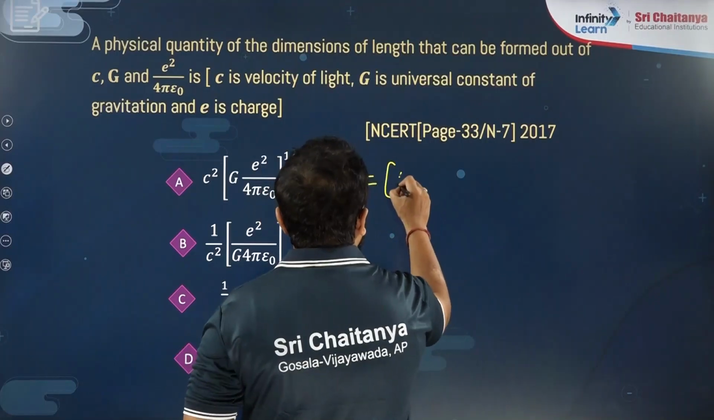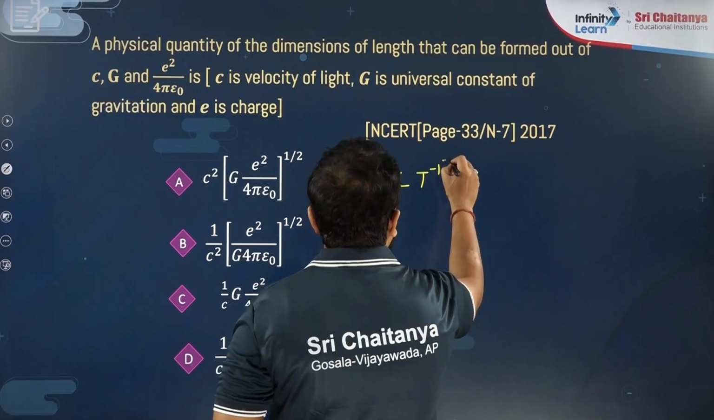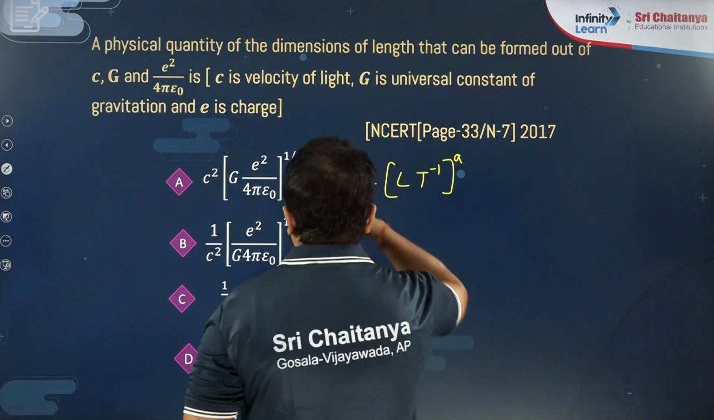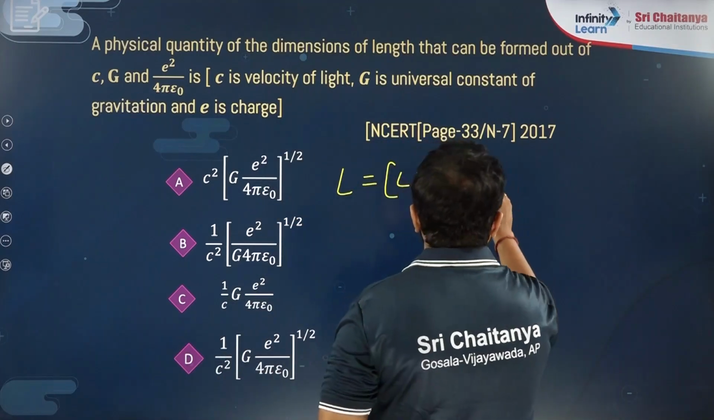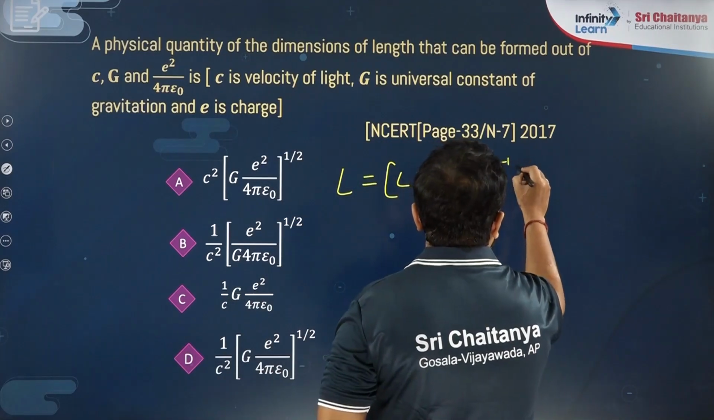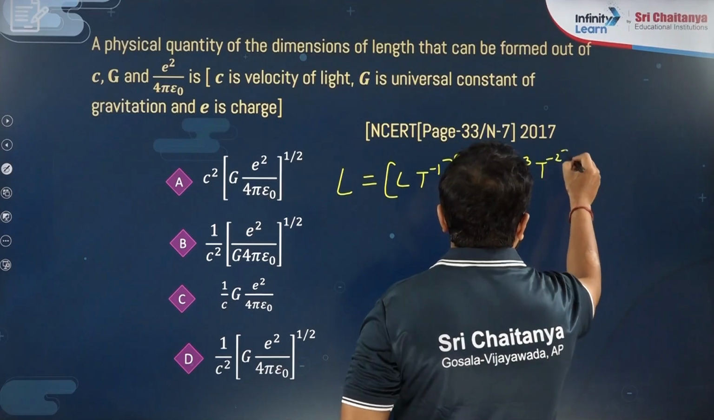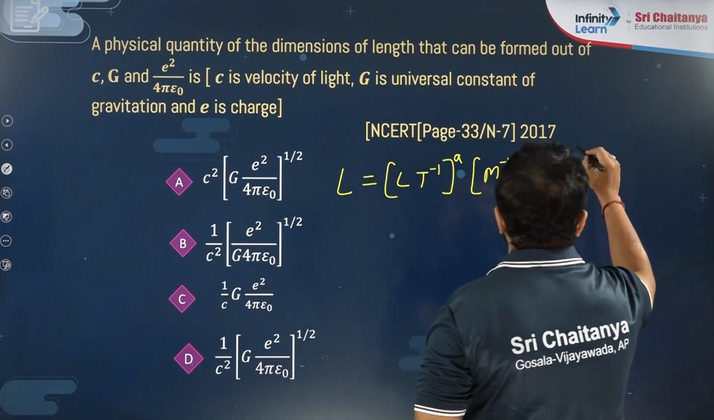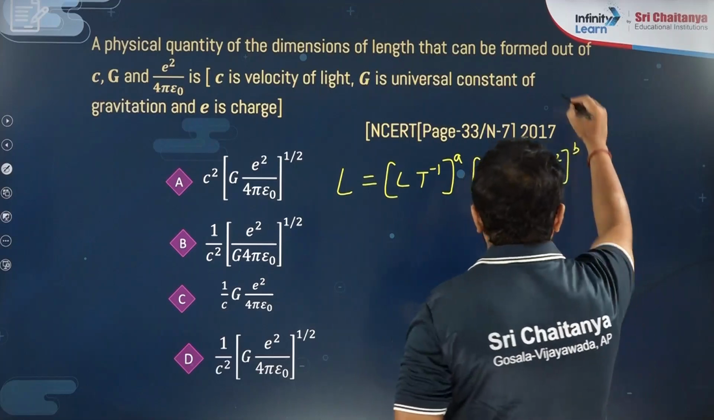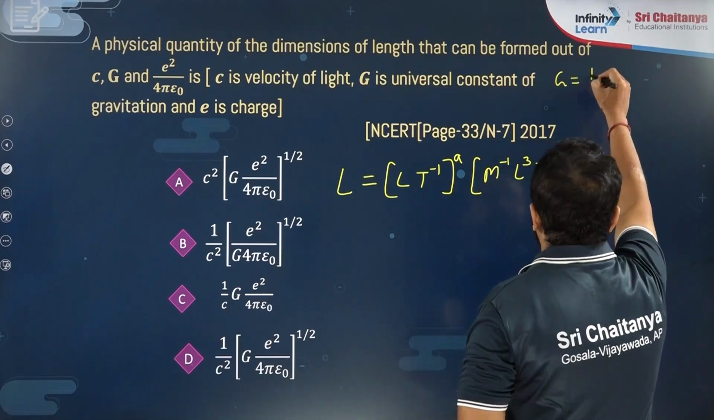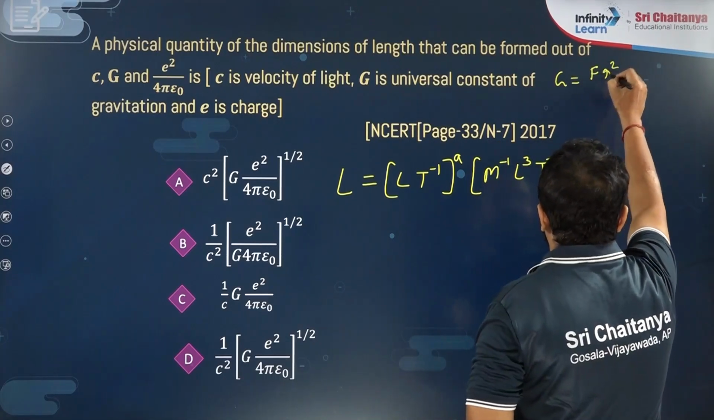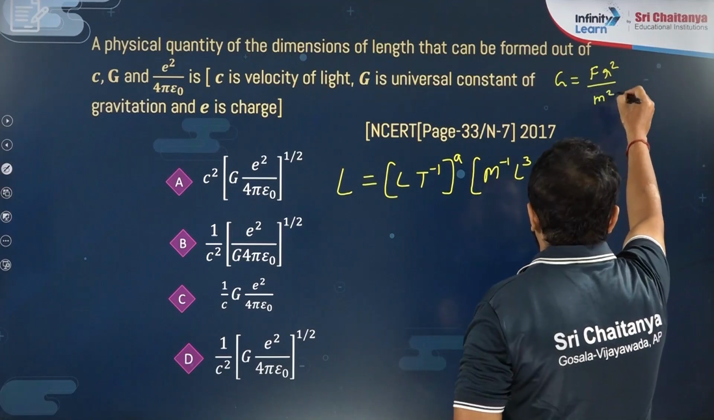What is c? C is the velocity, LT minus 1 to the power a. What is G? Gravitational constant. Just now we find out the dimension: M inverse L cube T minus 2, and this will be your b. I will never say that if you forget the dimension, you can frame it like this way. I am writing it down over here.